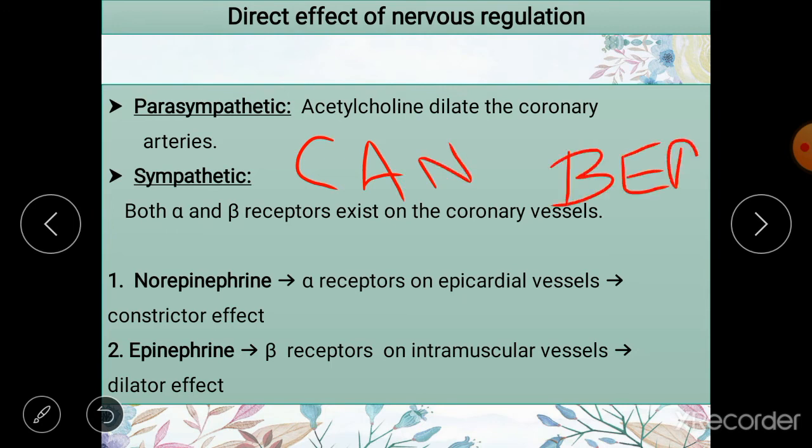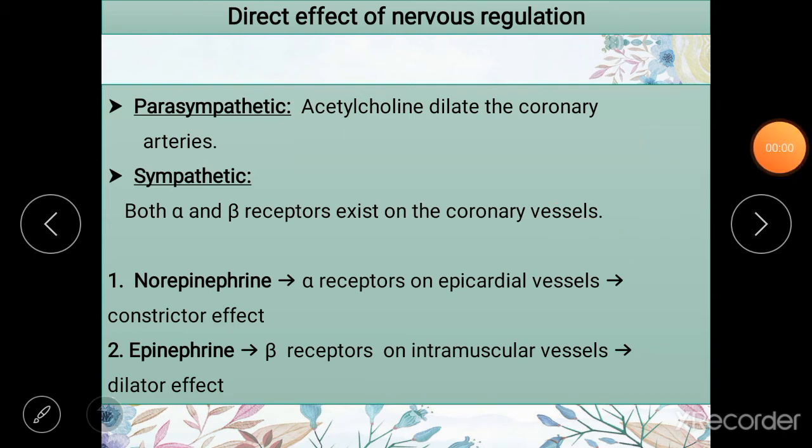So as you know, your norepinephrine acts on alpha receptors which causes constriction. Okay, so you will remember this CAN mnemonic. Norepinephrine acts on alpha receptors which causes constriction, while your epinephrine acts on beta receptors which causes dilation. So your epinephrine acts on beta receptors and this results in dilation.